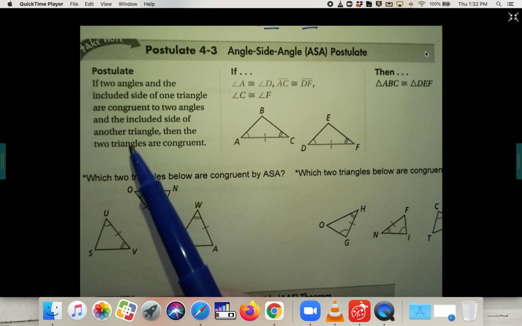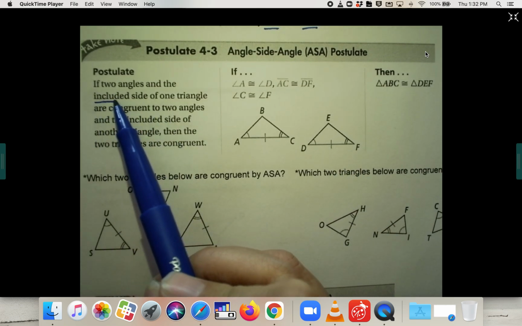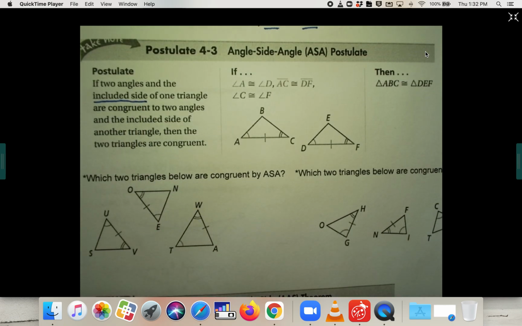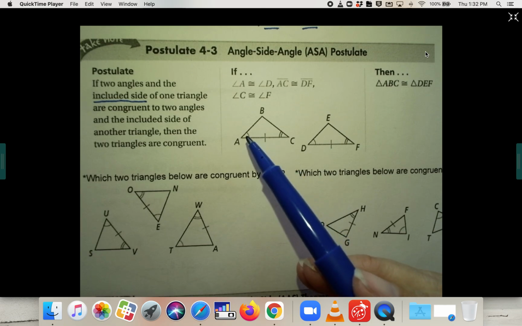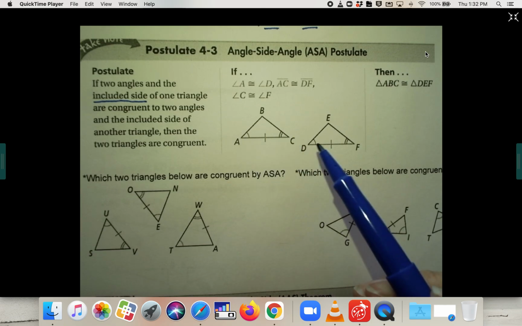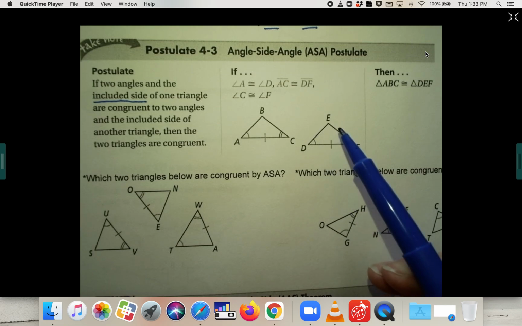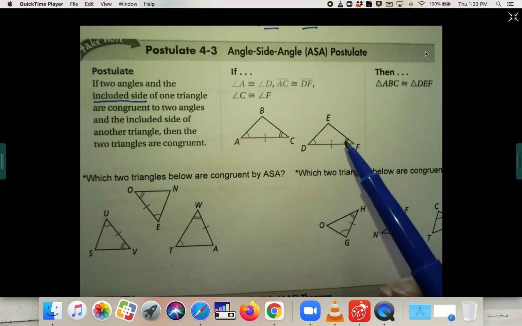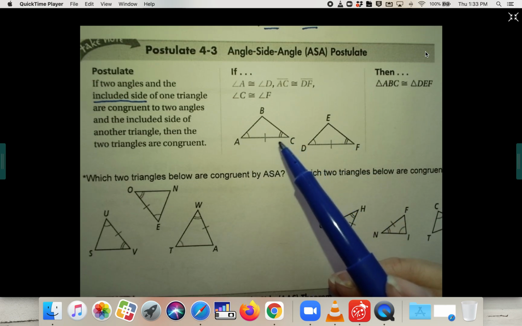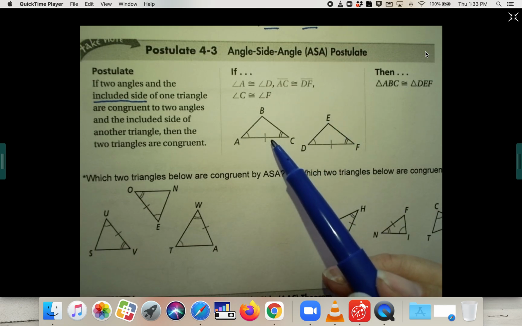What it says is if two angles and the included side. So we talked a little bit about what the included side means. It means it's the side that's included or in between the two angles that are congruent. So it has to be the side that's in between. It can't be one of the other sides. It has to be the side that's in between the two angles that are also congruent to the other triangle, not to each other, but to the other triangle.